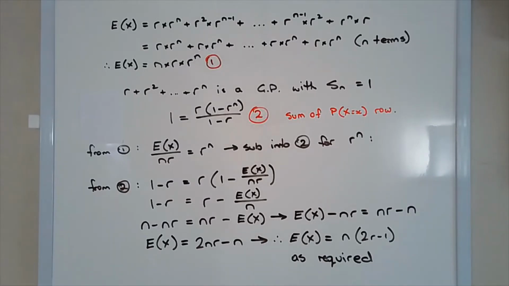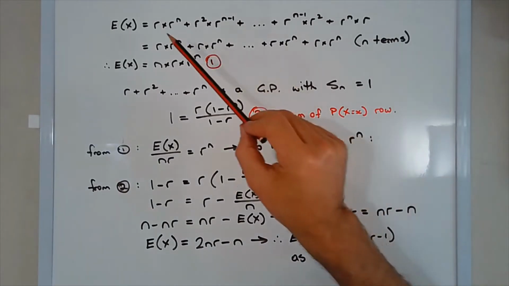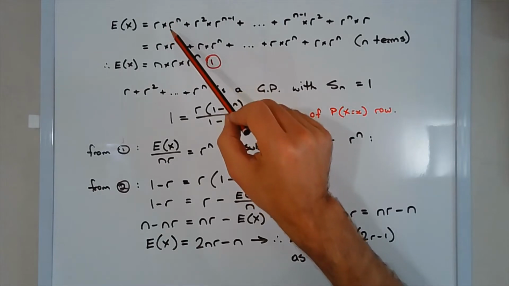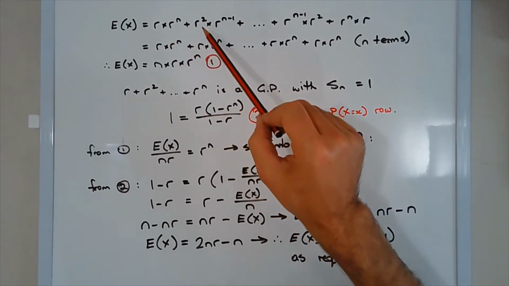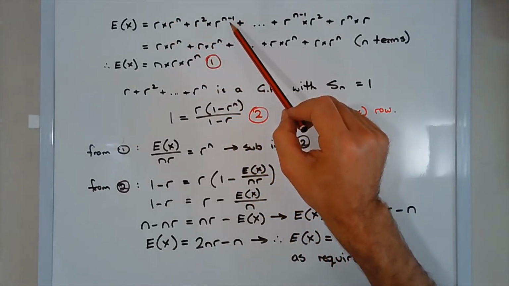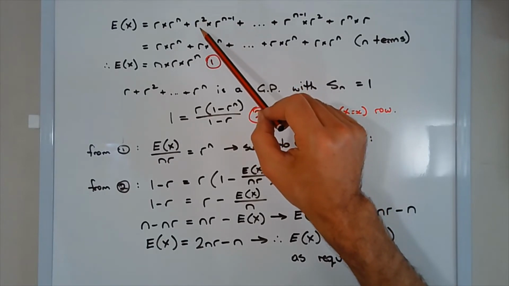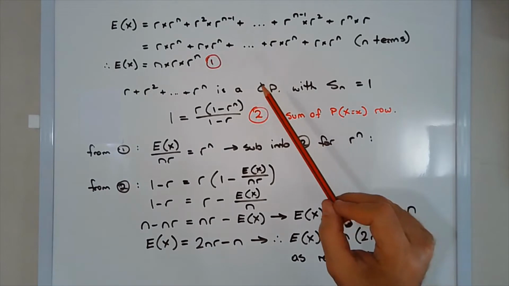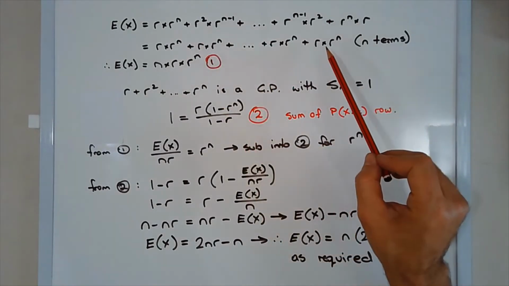The expected value of a discrete probability distribution is found by summing the product of each score with its respective probability. So in this case, the expected value of x is equal to r multiplied by r to the power of n. So that's the product of the terms in the first column, plus r squared multiplied by r to the power of n minus 1. So that's the score in the second column multiplied by its respective probability, and so on. And there are n terms to sum here.